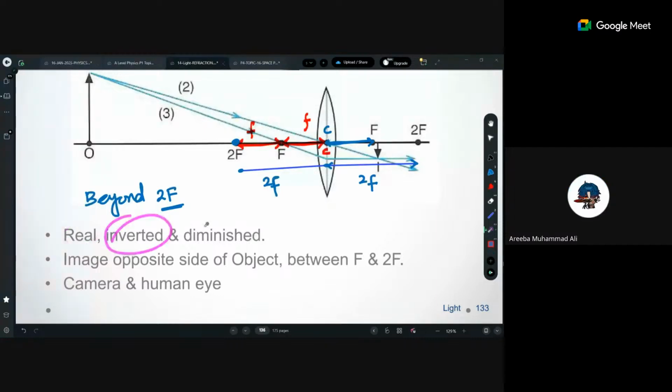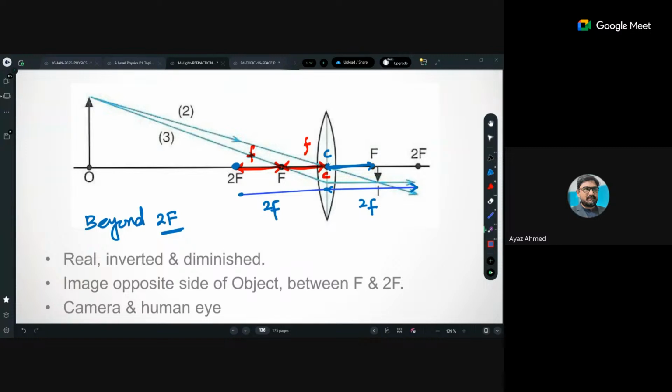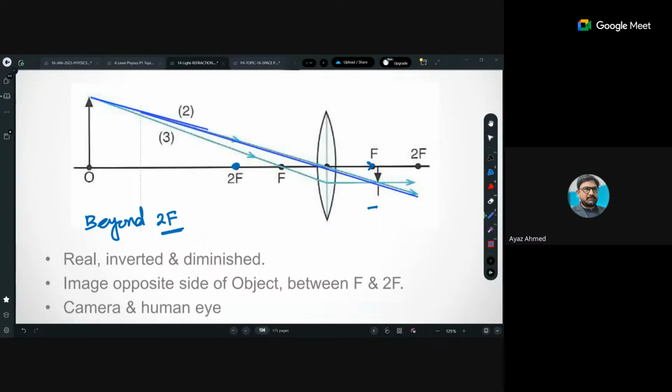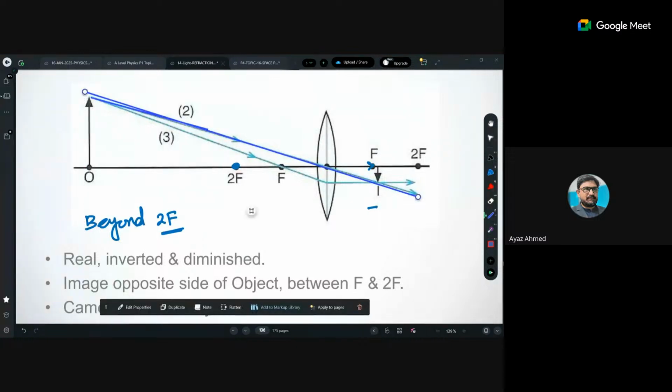Can you explain this again, sir? Yes. Should I erase the rest of the lines and the writing I have? Is the F and 2F concept clear? So now I'm just going to draw the ray diagram. Ray number one, which passes through the optical center without bending, is this ray. Is it clear? Yes, sir.